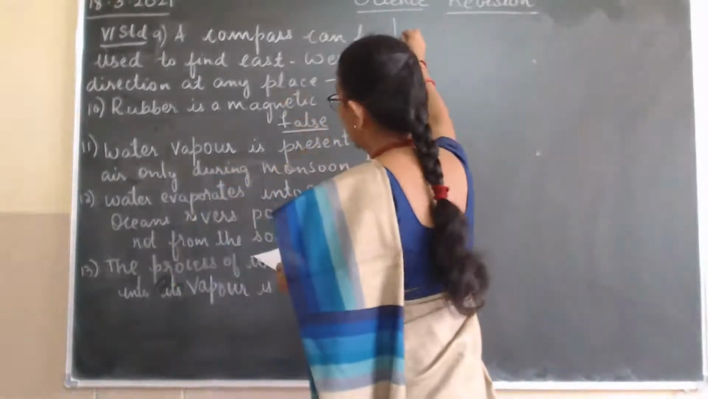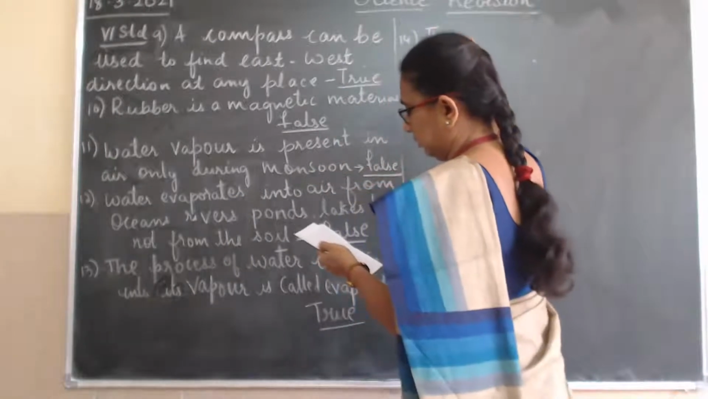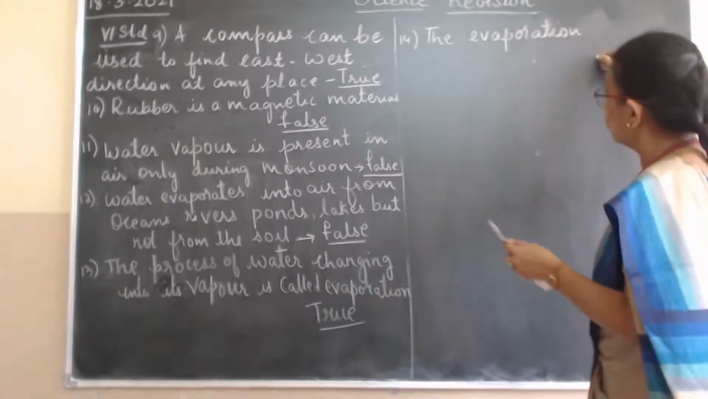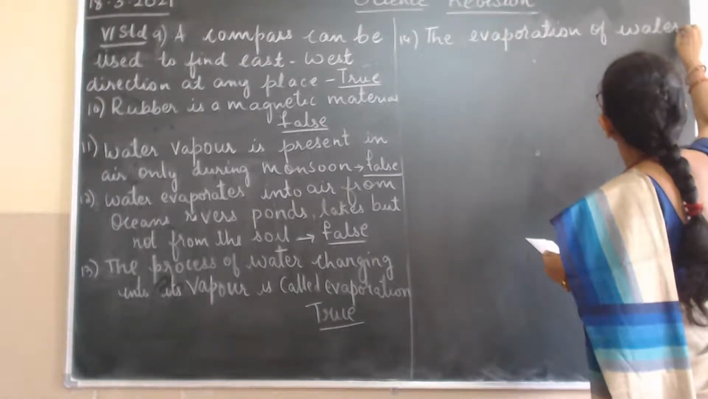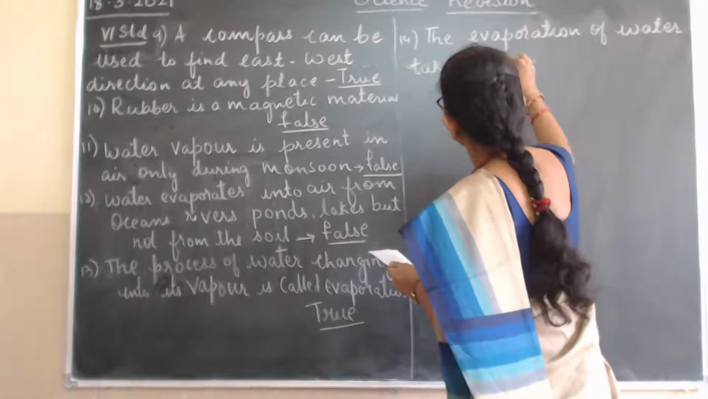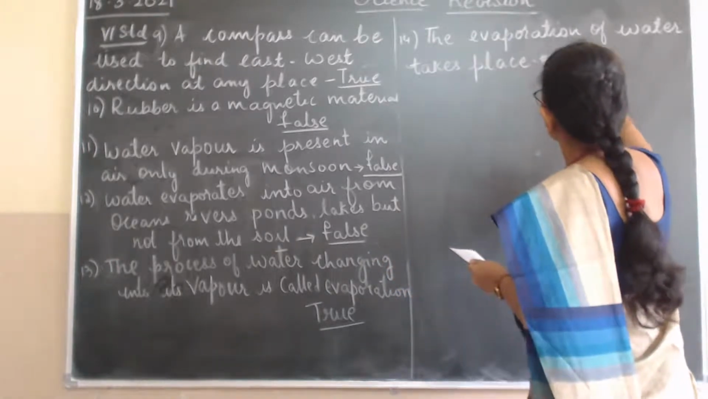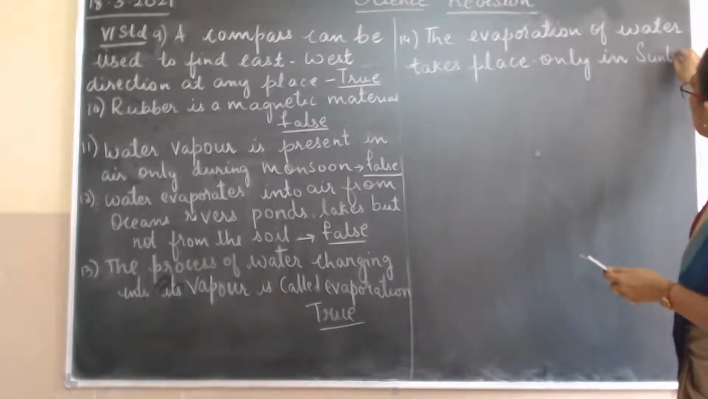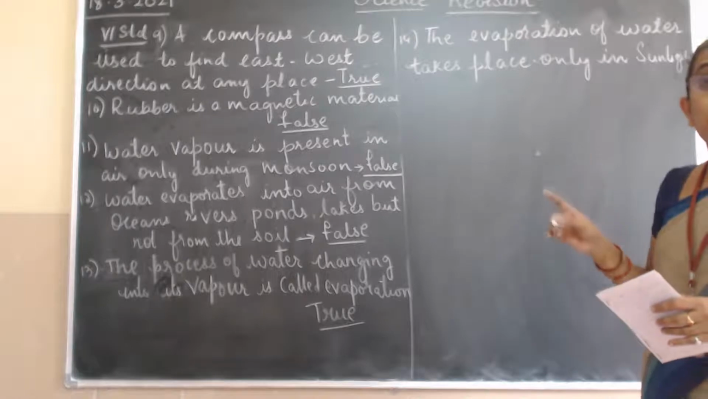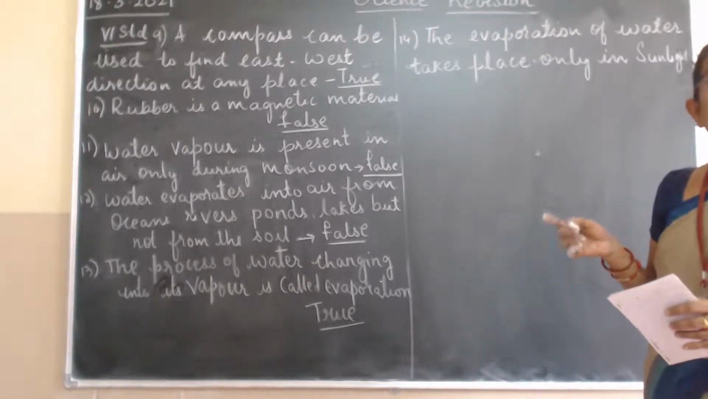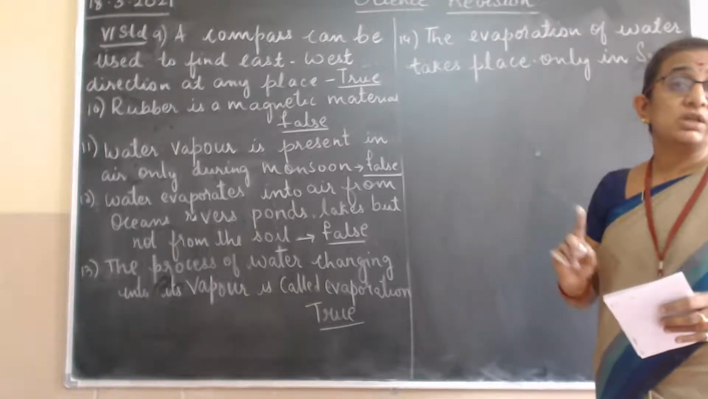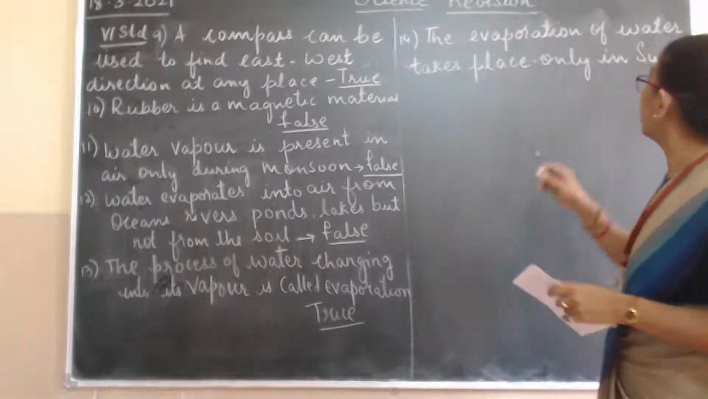Okay. 14th one. The evaporation of water takes place only in sunlight. So what does this say? Whether evaporation occurs only during the sunlight because of the heat of the sun? No. Even the warm air which is around also helps in evaporation. It is not that sunlight alone is needed. Because of heat, warm air is around us. Even that warm air makes the water evaporate. So the sentence is false.